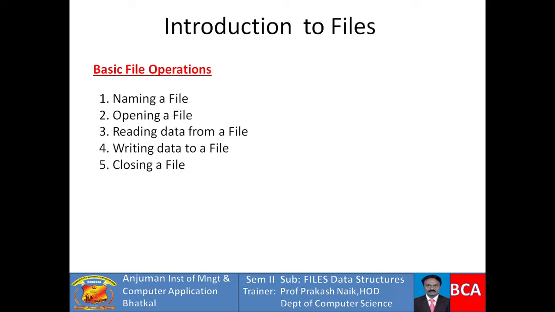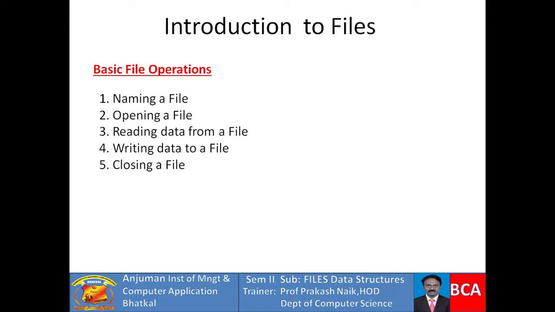Here, naming a file refers to creating a new file and giving a name to it. Whenever I want to create a new file and give it a name, I have to follow some rules. The first rule is that the first letter of a file name must be an alphabet. The remaining letters may be an alphabet, a number, or an underscore character. The second rule is that there should not be any gap between the letters in the file name. The third rule is that the file name must not be a reserved name. These rules have to be followed whenever we are creating and naming a file.